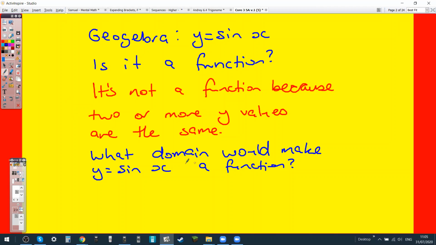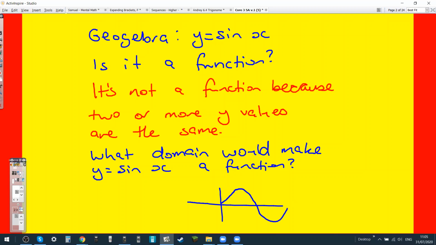What domain would make y equal sine x a function? So if you were to... Is that where it's like sine minus 1 of y or something like that? That would be inverse, yeah. Where could you start and stop so that the sine graph doesn't repeat, doesn't have the same y coordinate twice?